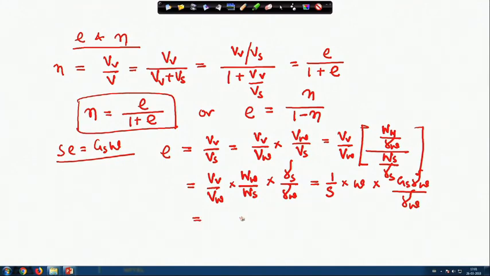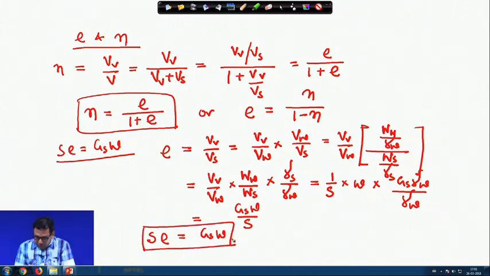So, finally, I will get this is G S W divided by S, then S E is equal to G S W. So, the degree of saturation into void ratio is equal to the specific gravity of the soil and the water content.